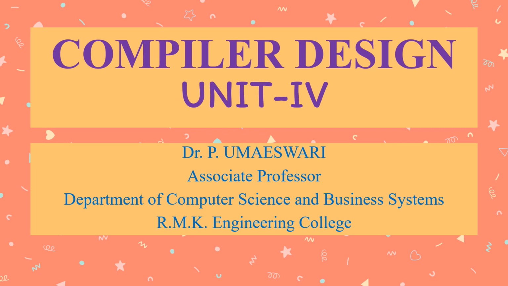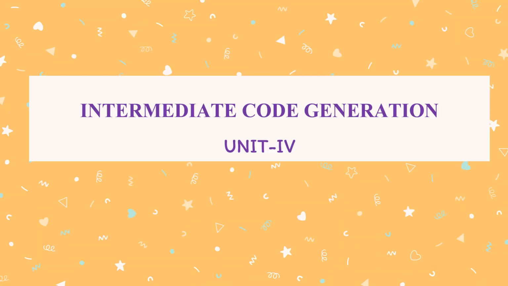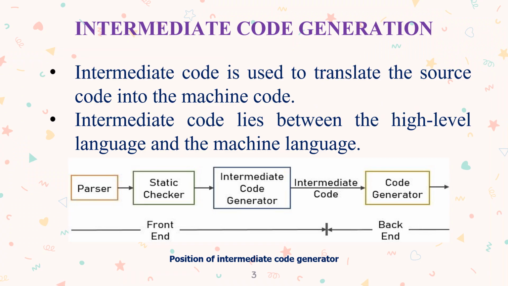Subject name: Compiler Design, 3rd year CSBS, 5th semester, Unit 4. Topic is Intermediate Code Generation. The intermediate code generator receives input from its predecessor phase, the semantic analyzer phase. Using the intermediate code, the second phase of the compiler, the synthesis phase, is changed according to the target machine.